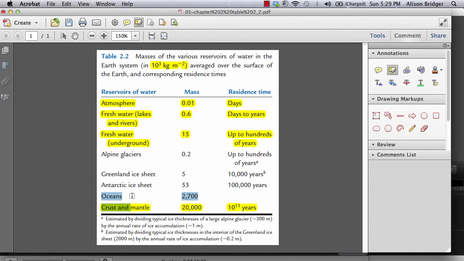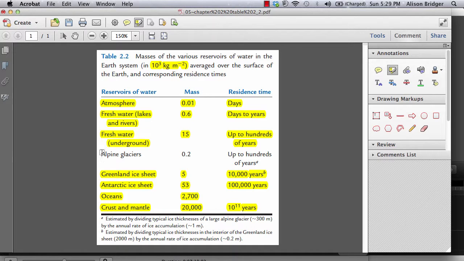So most of the water is locked up in the crust and mantle. Quite a lot is also locked up in the oceans, 2,700 units. And a surprisingly large amount of water is locked away in the Antarctic ice sheet, 53 times 10 to the 3rd kilograms per square meter. And the residence time is estimated there at 100,000 years, depending upon the ice age cycles. So on the order of 100,000 years, Antarctic ice is locked away. Greenland ice, quite a large amount, 5 units locked away for on the order of 10,000 years.